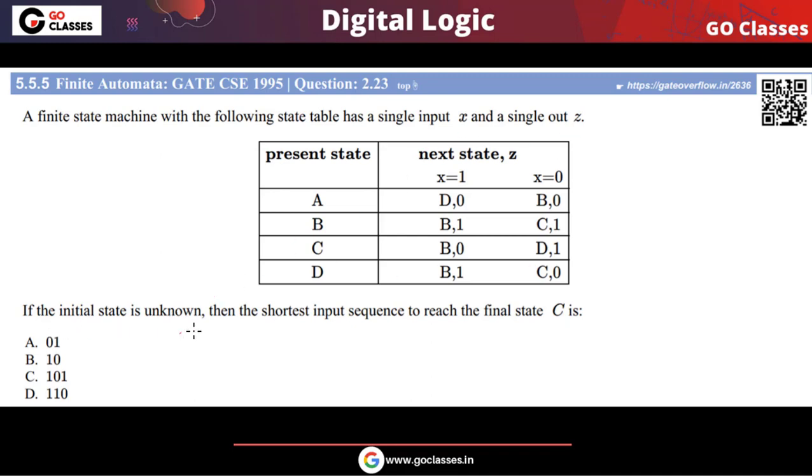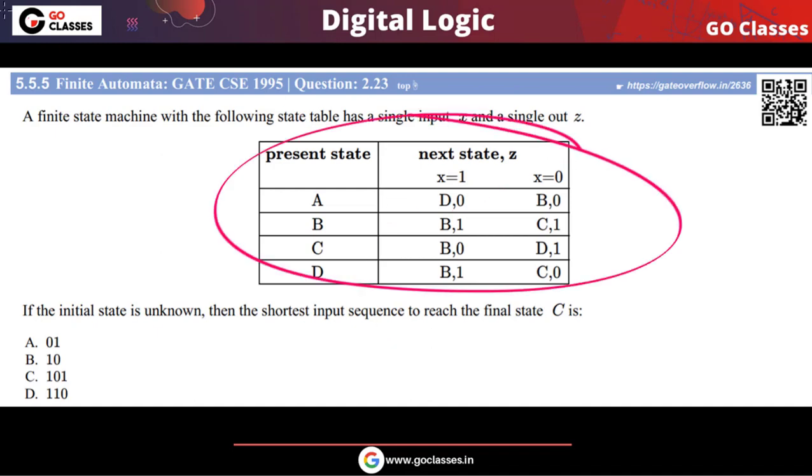If the initial state is unknown, we don't know what the initial state is. Initial state could be anything. Remember, this line is saying that the initial state is unknown. So the initial state can be A or B or C or D. Now, the shortest input sequence to reach the final state C is, okay, so this question is given. First of all, this state table is given.